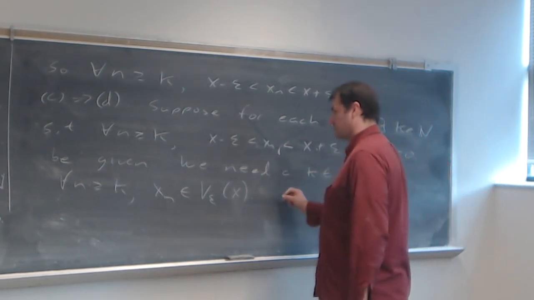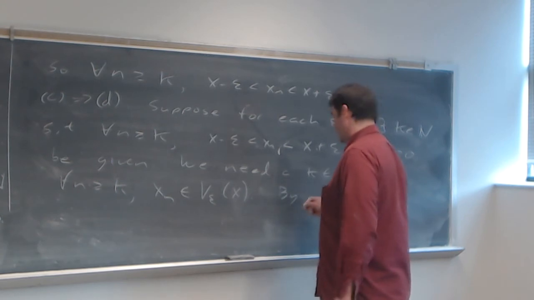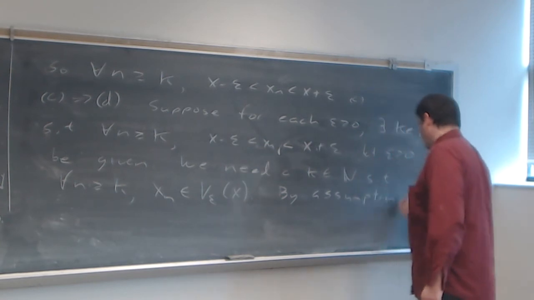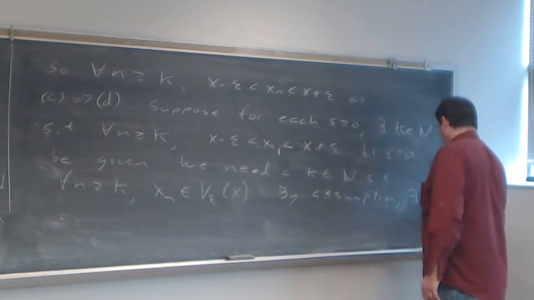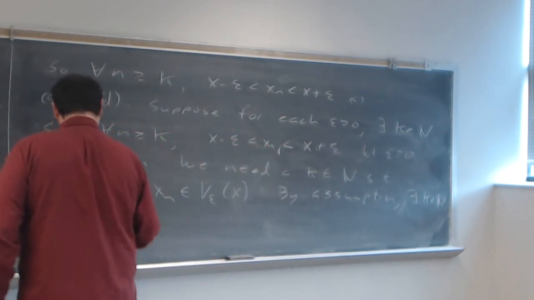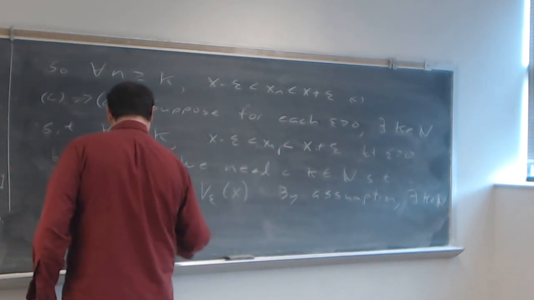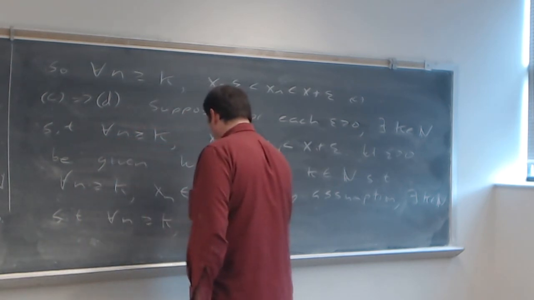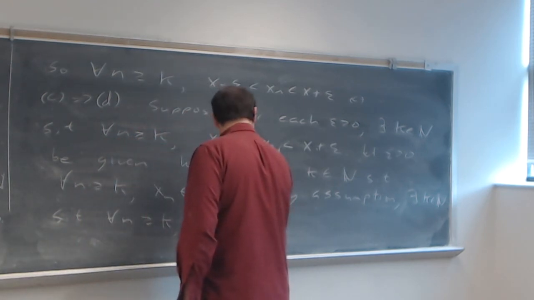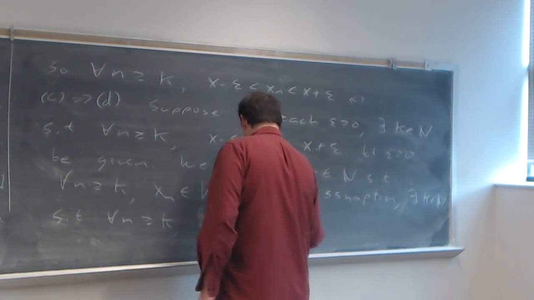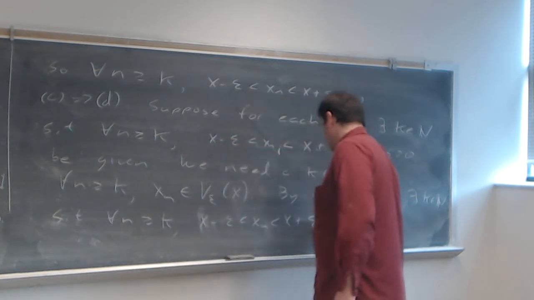Well, here's what I can say. We've been given epsilon by assumption of C. There does exist a k element of natural numbers such that for all n bigger than or equal to k, x minus epsilon is less than x of n, which is less than x plus epsilon. I'm sorry, I didn't write it correctly before.